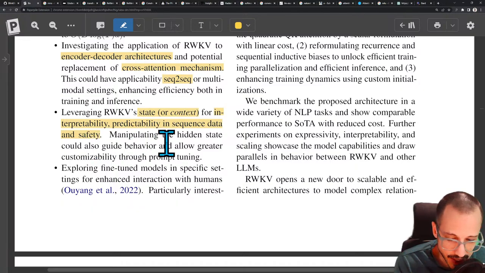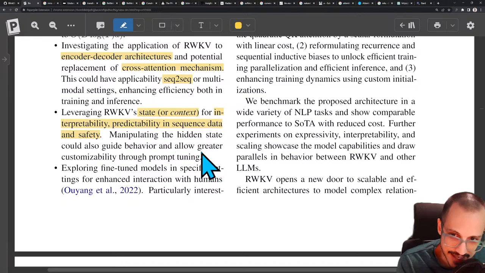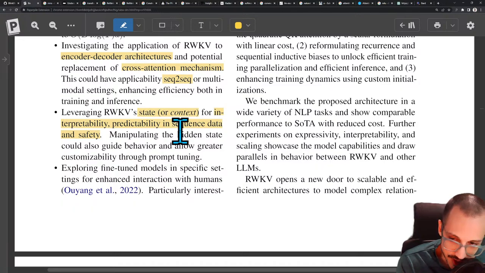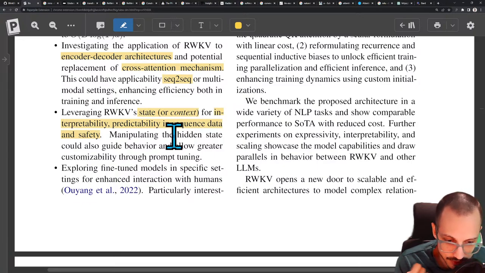Manipulating this hidden state could also guide behavior. Maybe you could have almost like a conditioning vector that you add to this hidden state. But I feel like the problem is that if your sequence length gets bigger and bigger, there's so much information packed into that little hidden state that if you try to manipulate it, you're just going to completely mess with everything. Because it has to encode so much information inside that little vector, I feel like it's going to be super fragile, and you won't be able to do anything with it without drastically altering the information that's in there.